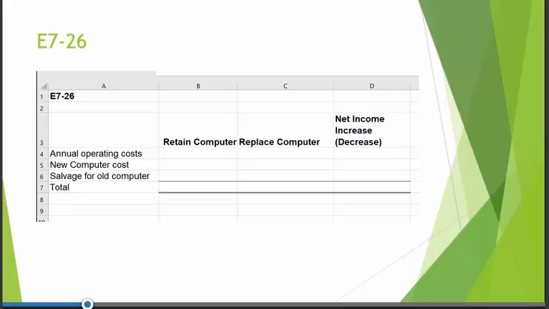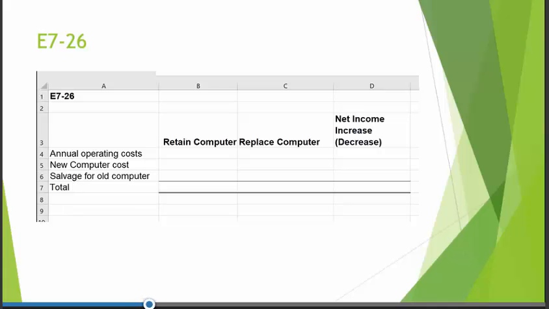Data from the two computers is as follows. The current computer costs $15,000. Its accumulated depreciation is $6,000. Its estimated operating costs are $25,000 per year. Its useful life is 5 years. A new computer would cost $25,000. Its estimated operating costs are $20,000 per year, and it's useful for 5 years.